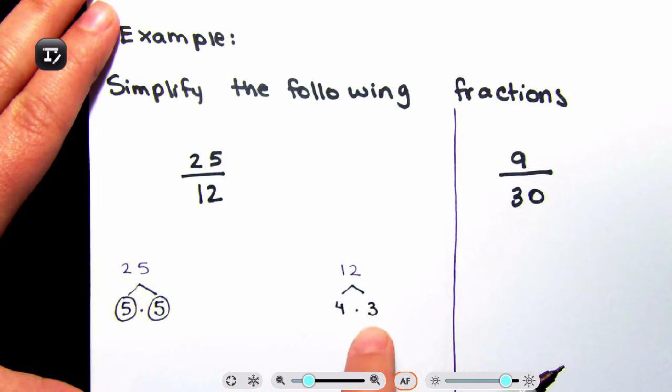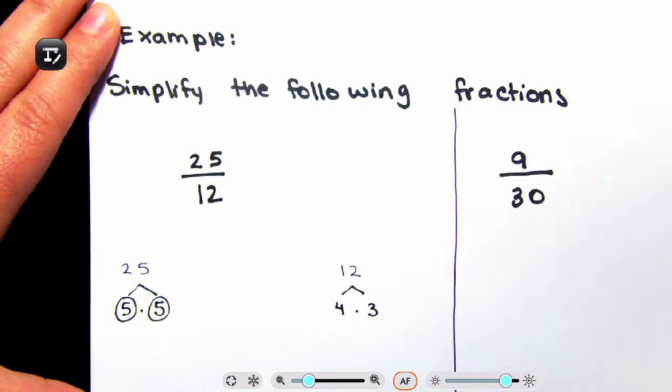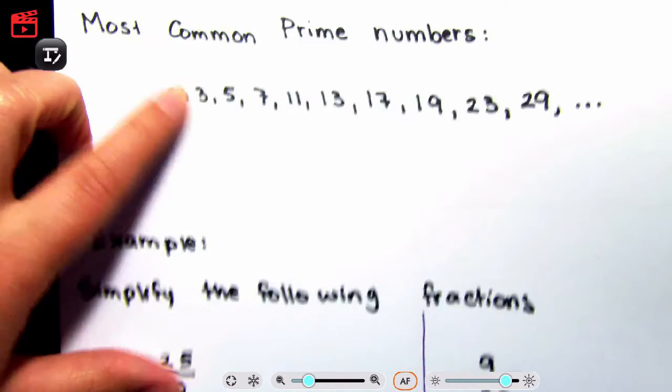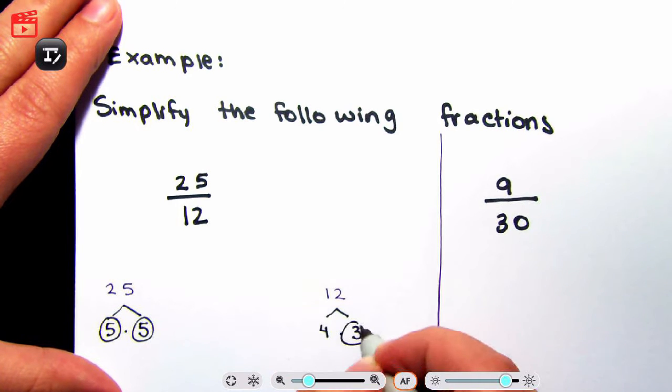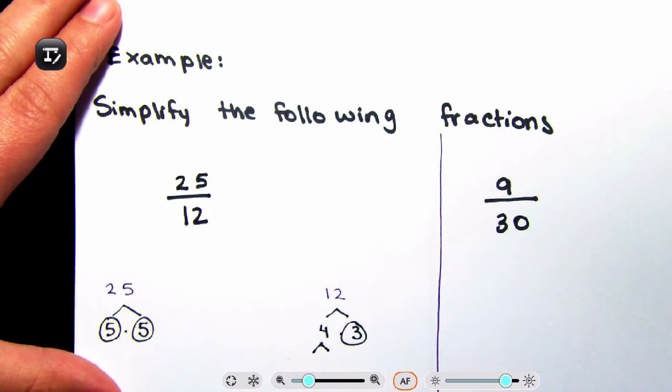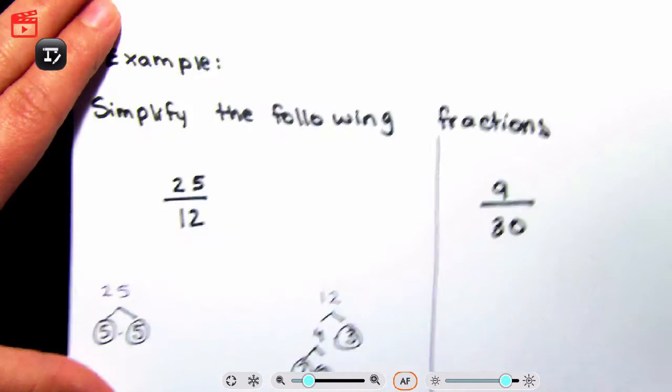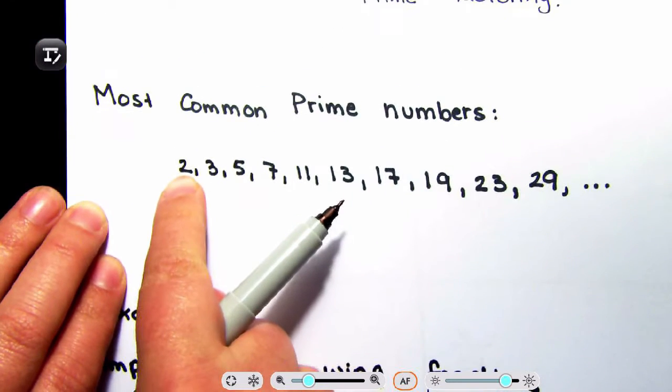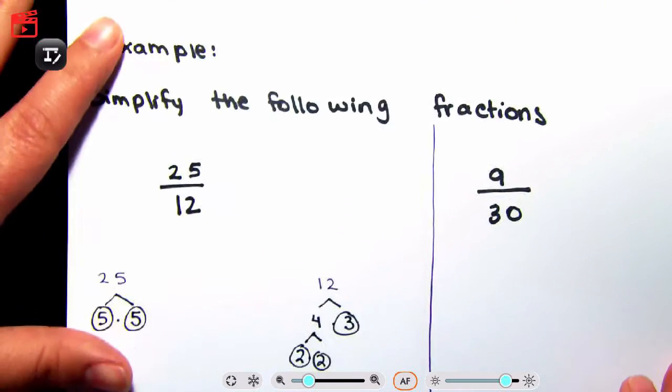12, 4 times 3, I'm looking at my cheat sheet here. 3 is a prime number, so I'm going to circle 3. However, 4 is not prime, so I'm going to continue with 4. 4 is 2 times 2. Both 2s are prime, right? 2 is prime, so I'm going to circle both. So now what do we do?